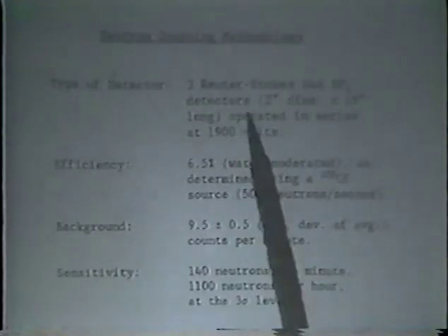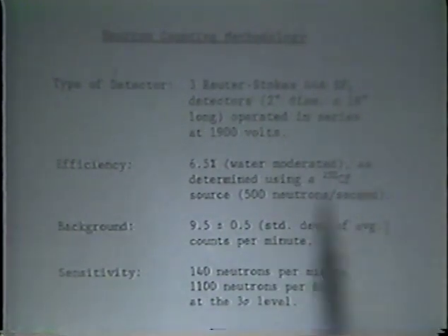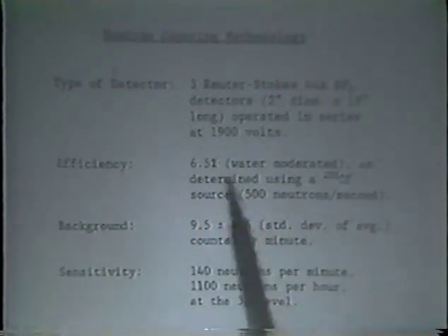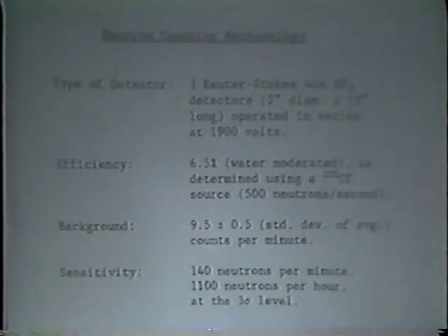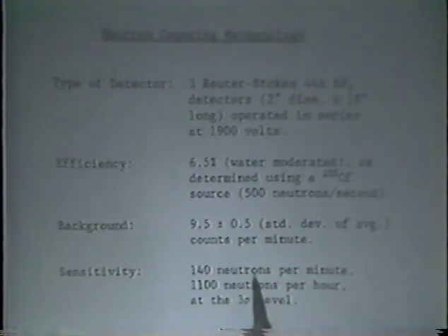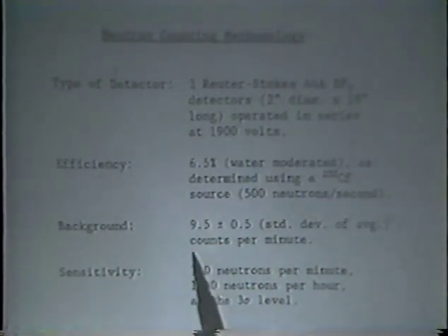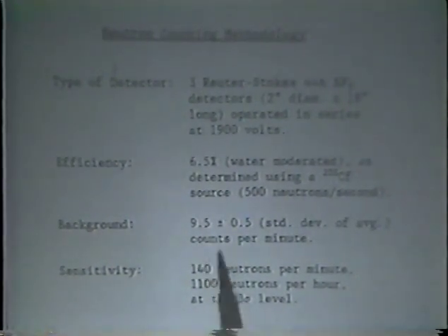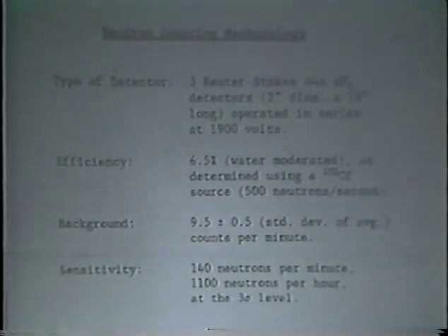Some of the statistics on our neutron counting. This is the description of the detector. You can read for yourself. Efficiency was measured using a californium-252 source, 6.5%, thermal neutrons moderated by water. And our background, which is quite stable, is around 9 to 10 neutron counts per minute, giving an overall sensitivity, combining these two factors, of 140 neutrons per minute or 1,100 neutrons per hour.